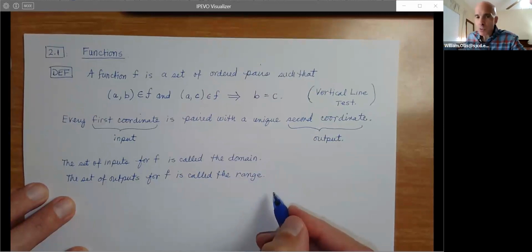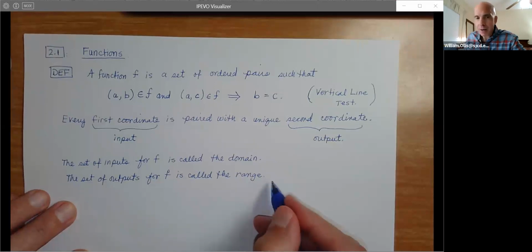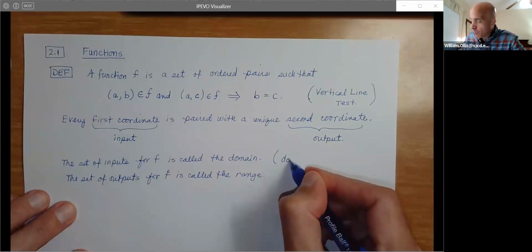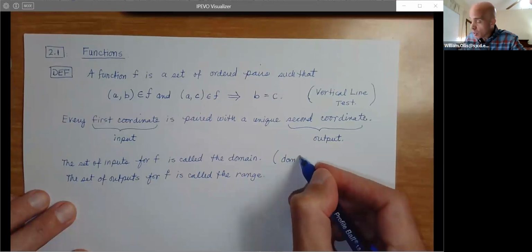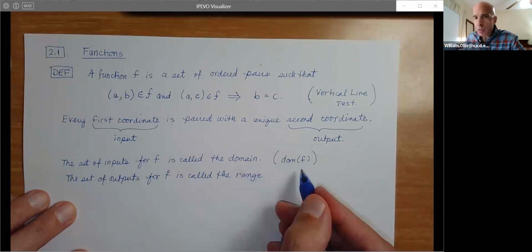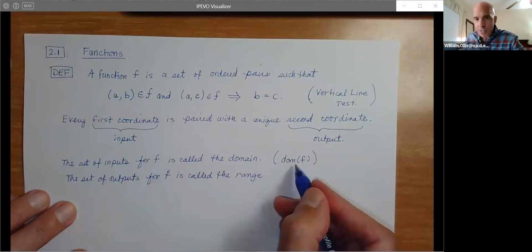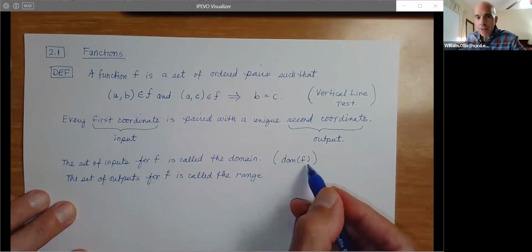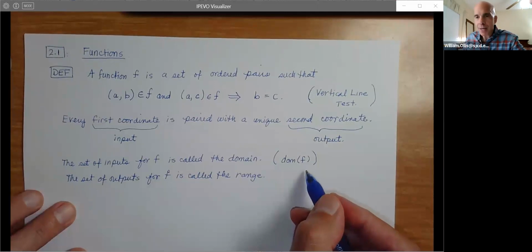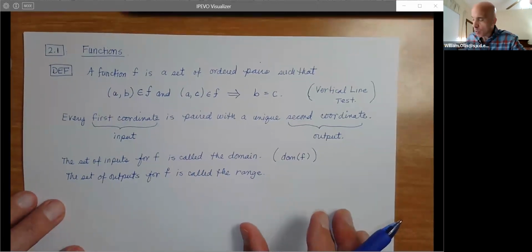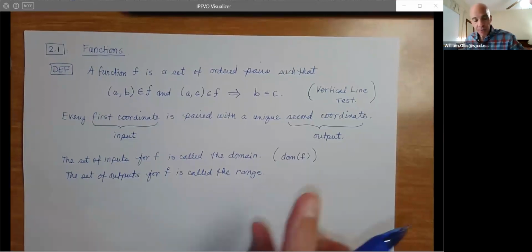Now, sometimes we don't really have an abbreviation for range, but a lot of times we'll say DOM, short for domain. We'll say domain of f, something like that. But if you're working with a function and you say domain, it's clear that's what you're talking about. Sometimes DOM of f is just shorthand for the domain of f. And again, if you use that or you don't, it is of no consequence. You just may see it written that way.